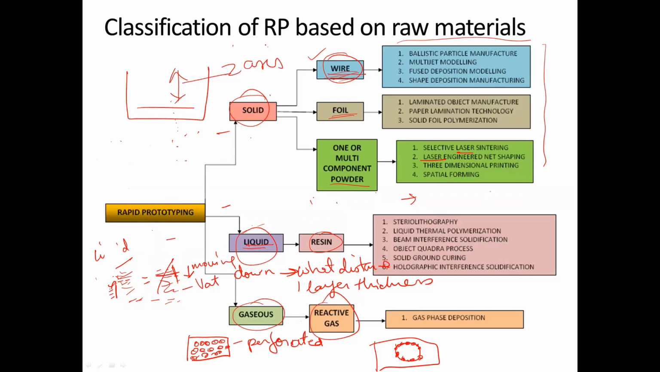There are many systems where the table actually never moves. The head, okay? This is called the head. This head actually moves up and down. So there are different systems, okay? Like in FDM, that is fused deposition modeling, it is the head that moves up and down. And in ballistic particle manufacture, again the head moves up and down. Okay. In selective laser sintering, it is the opposite. It is the bed that moves up and down. So there are different types of systems that work.